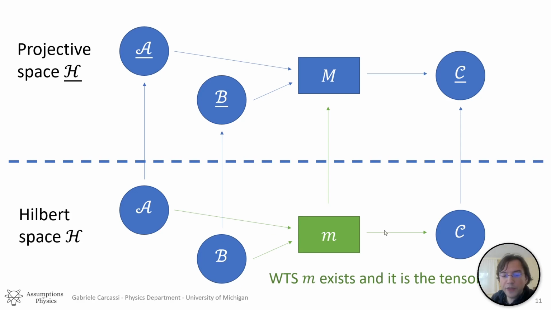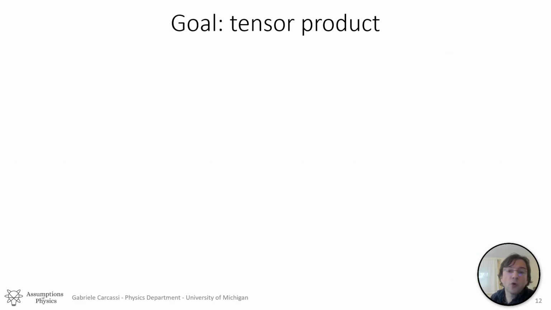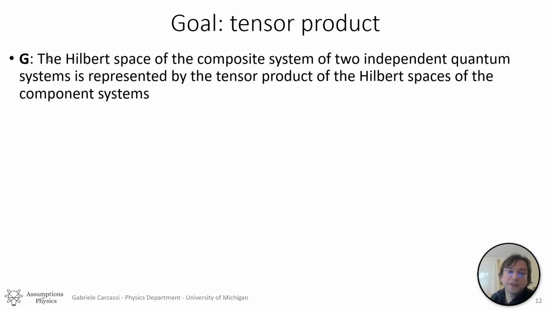And we want to show that M not only exists, but it can be taken to be the tensor product. So our goal is to show that the Hilbert space of the composite system of two independent quantum systems is represented by the tensor product of the Hilbert spaces of the composite system.